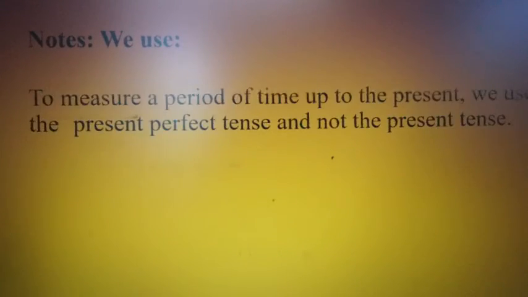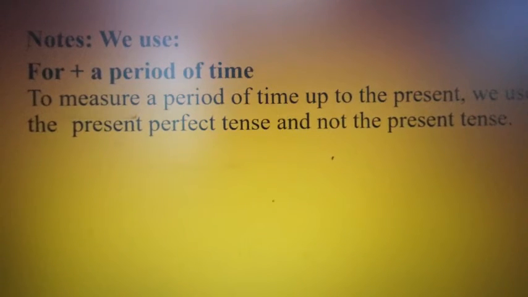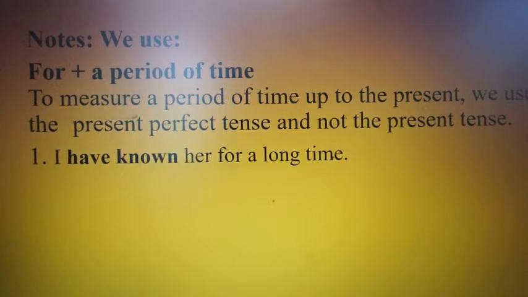One more note, we use for plus a period of time to measure a period of time up to the present, and we use the present perfect tense, not the present simple. Example, I have known her for a long time. This is the present perfect tense, and that is correct.